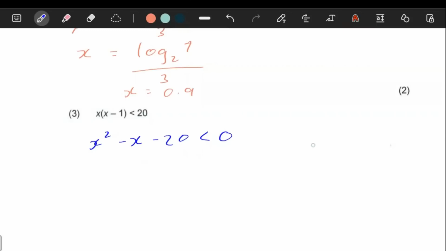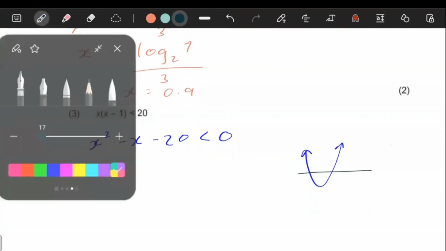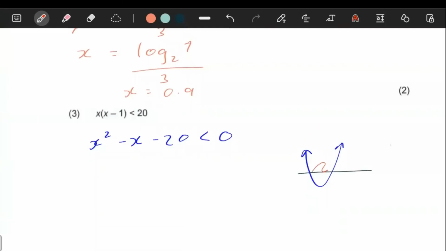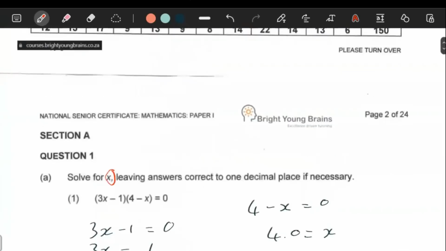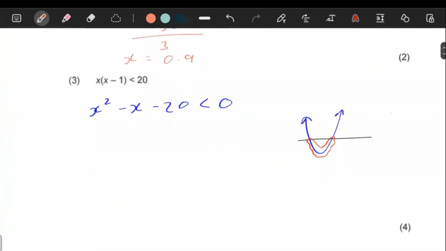It will look something like this. While it's looking like this, your x-axis is somewhere there. They're asking you, where is this graph below 0? Your graph is below 0 over here. Since they're asking for the x values where the graph is below 0, you're going to say it's below 0 starting from this x value up until this x value. So we have to find what those x values are.